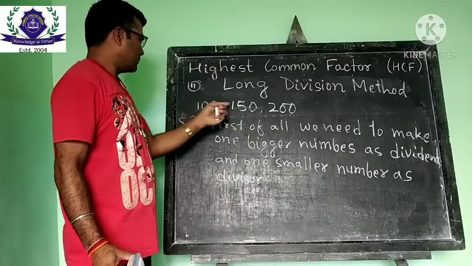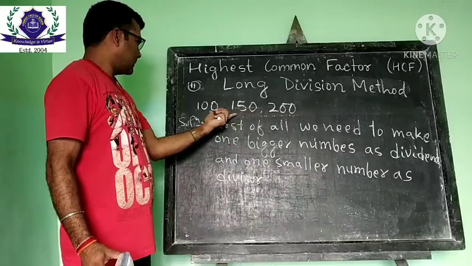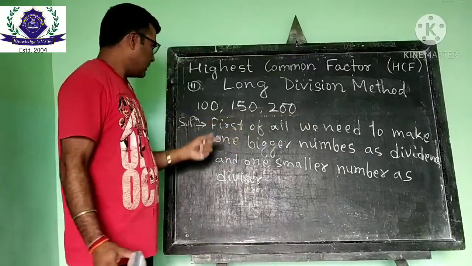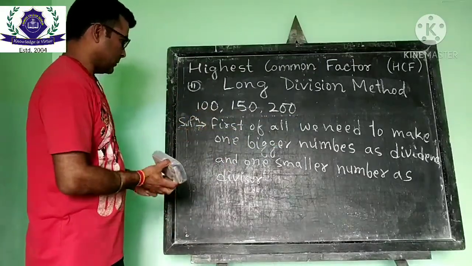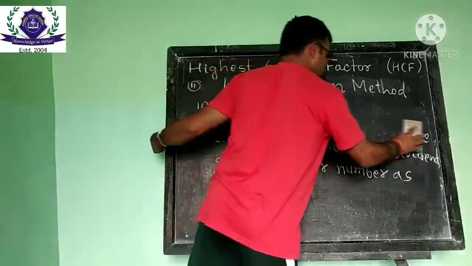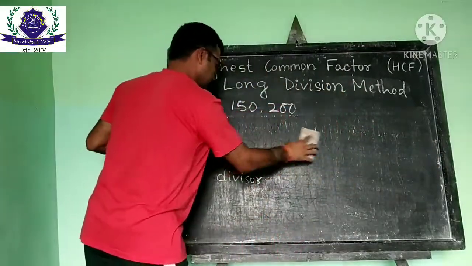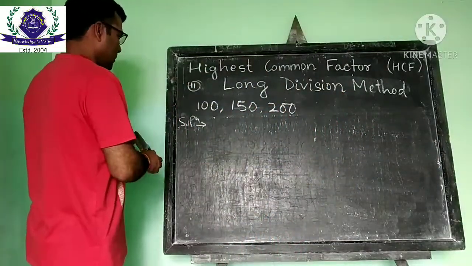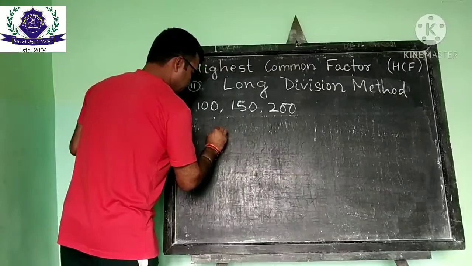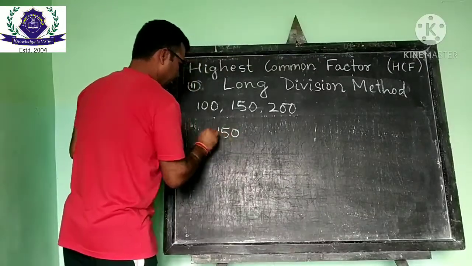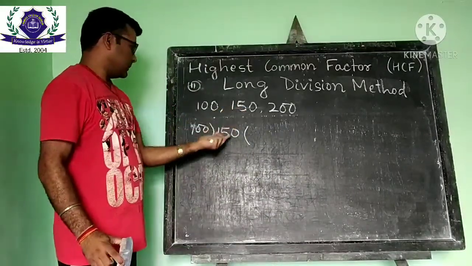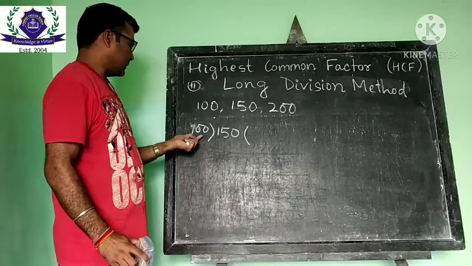So there are three numbers, 100, 150 and 200. So let us take these two numbers. The bigger number we make the dividend and the smaller number the divisor. You can write this also in your copy while writing, so that you can solve it easily later on without any problem. So I have taken 150 as dividend and 100 as divisor. So let us divide it.